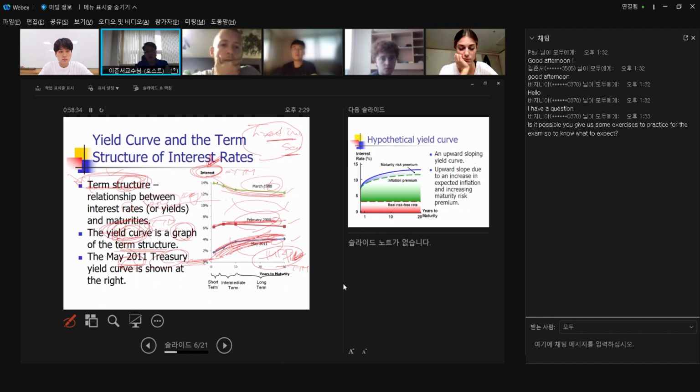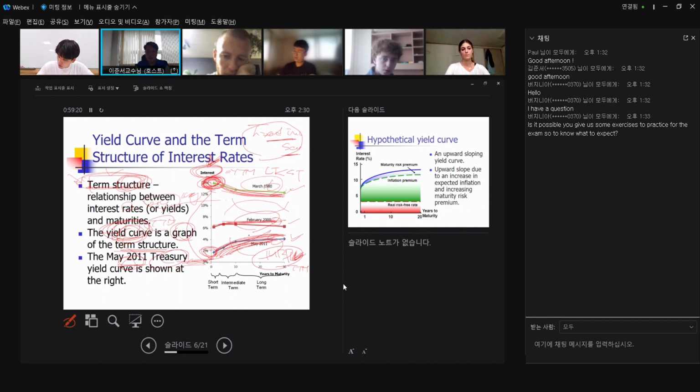Then why do some yield curves show downward? As you can see, if the current interest rate is so high, compare the green one with the blue one. The current interest rate is 14% in the green one, whereas the blue one is only lower than 2%. So the current interest rate is so high, then what? Long-term interest rate may be lower than short-term interest rate.